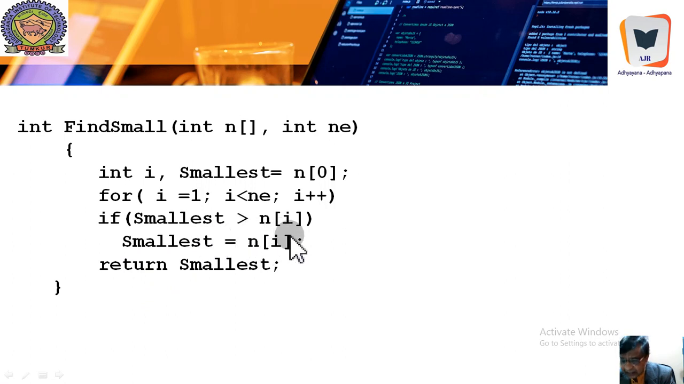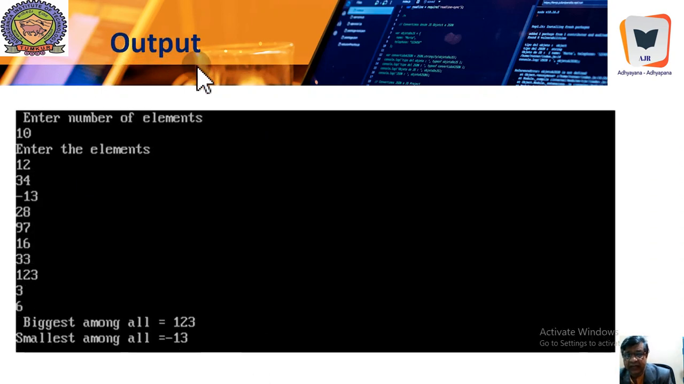If smallest is greater than n of i, that is, the assumed smallest number is greater than the next element, then the next element will become smallest. Return the smallest. Upon the completion of this for loop, what comes out is the real smallest element. Okay, here is an output. Enter number of elements: 10. The elements are entered one by one by hitting the enter key, and what we get is biggest among all is 123, somewhere over here, and smallest among all is minus 13, which is somewhere over here. Okay, it has really worked.